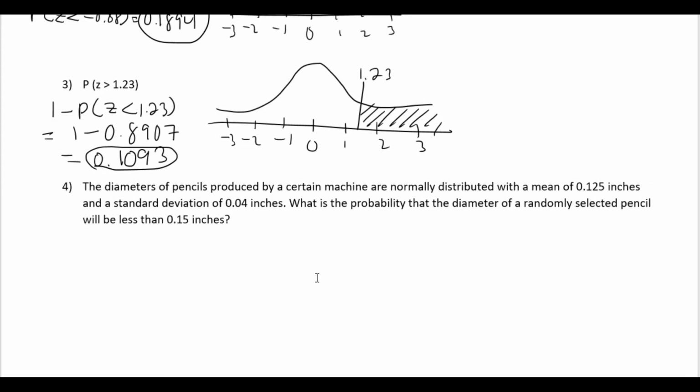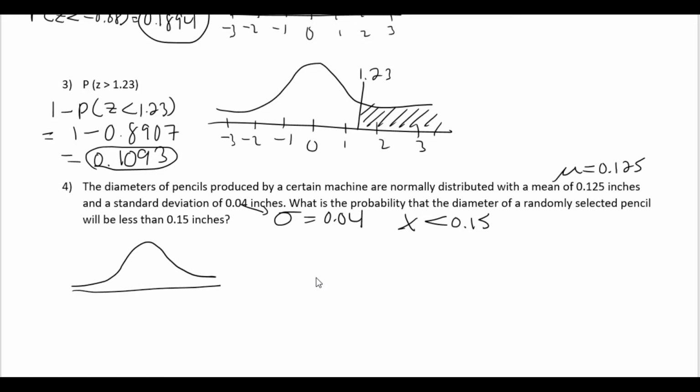So number 4, the diameters of pencils produced by a certain machine are normally distributed with a mean of 0.125, so that's our mean. And a standard deviation, that's our standard deviation, 0.04. What is the probability that the diameter will be less than 0.15 inches? So the diameter x is less than 0.15. So we're going to quickly draw the curve, the situation.